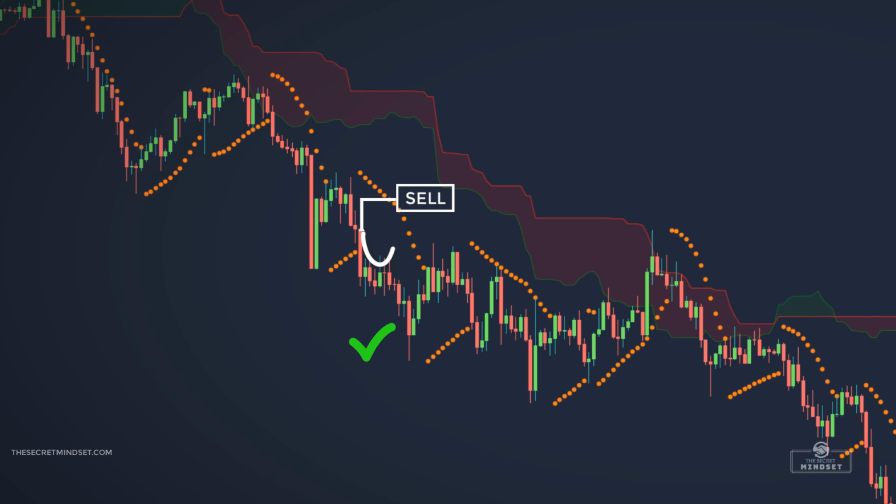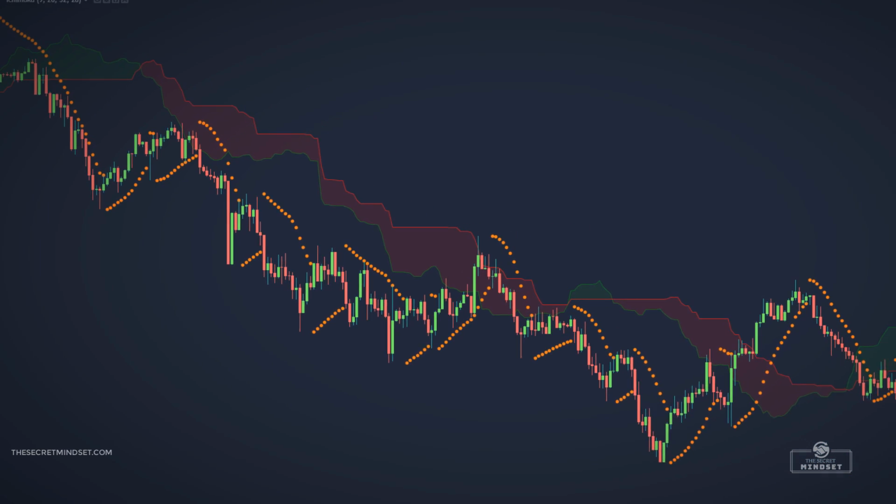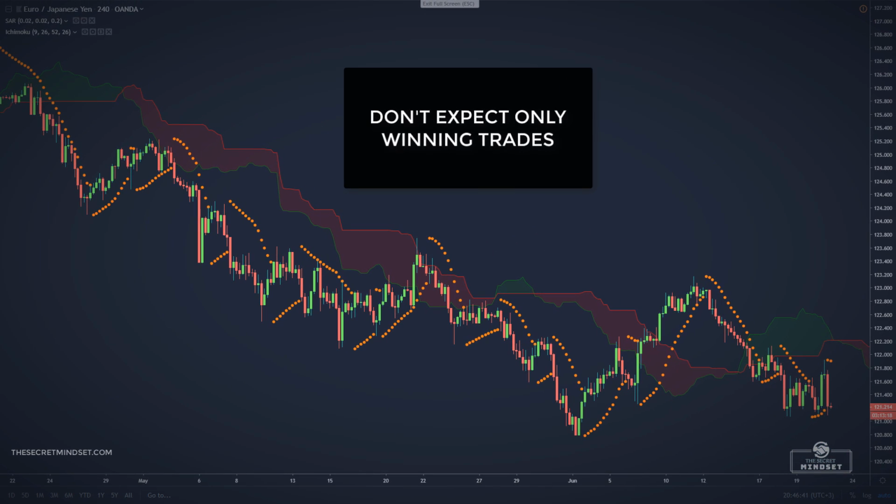Observe how the Parabolic SAR was well separated from the price, indicating a strong trend. We had another short here, which brought a small profit or a break-even trade, and a losing trade here, as the price entered the cloud. So during this period, we recorded 5 or 6 profitable trades and 2 losing ones. So don't expect 10 winning trades out of 10.